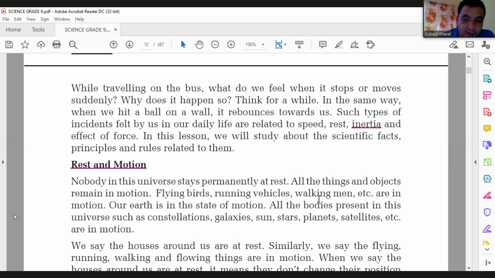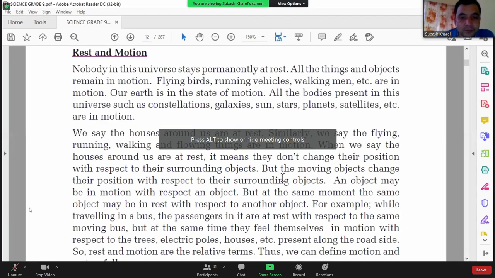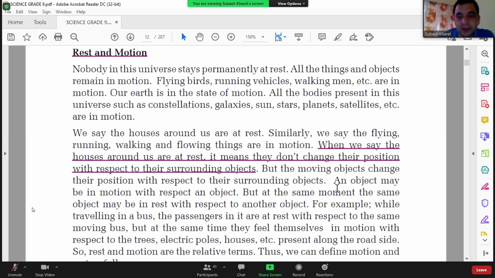For example here when we say the house around us is at rest, it means they do not change their position. घरले आफ्नो पोजिसन चेन्ज गर्छ गर्दैन? So the house is at rest. An object may be in motion with respect to that object, but at the same moment the same object may be in rest with respect to another object. यो बुझ्छ?